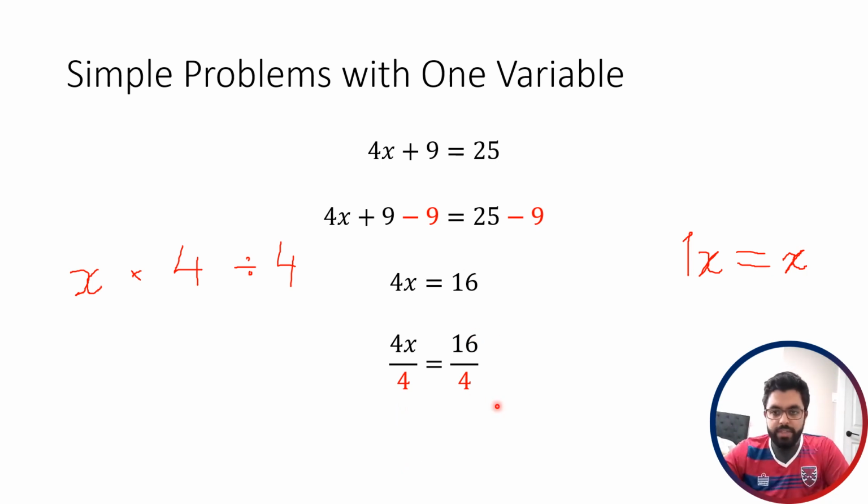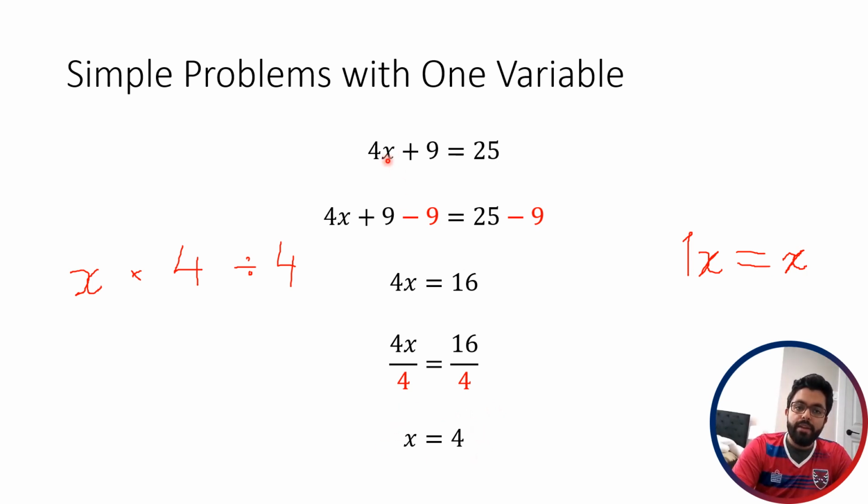And on the right side, it's just a standard division question. So that's 16 divided by 4, which is 4. So you get x equals 4. And then here you can plug this x equals 4 back in right there. So make it 4 times 4 is 16. 16 plus 9 is 25. So you have a 25 on this side, you have a 25 on that side, and you're good to go.